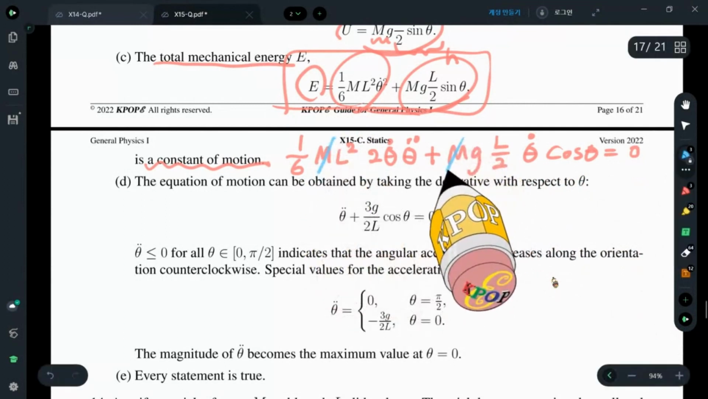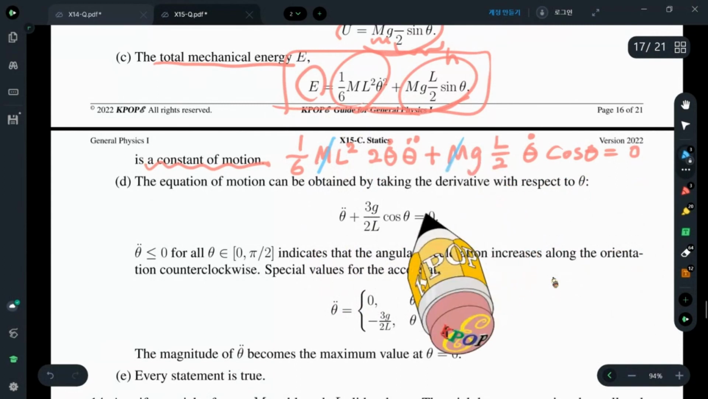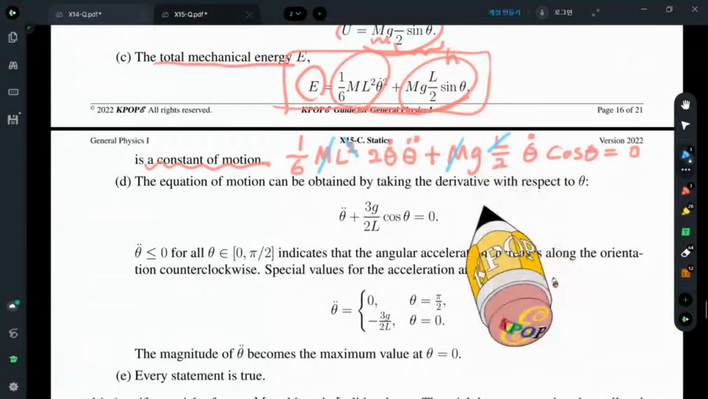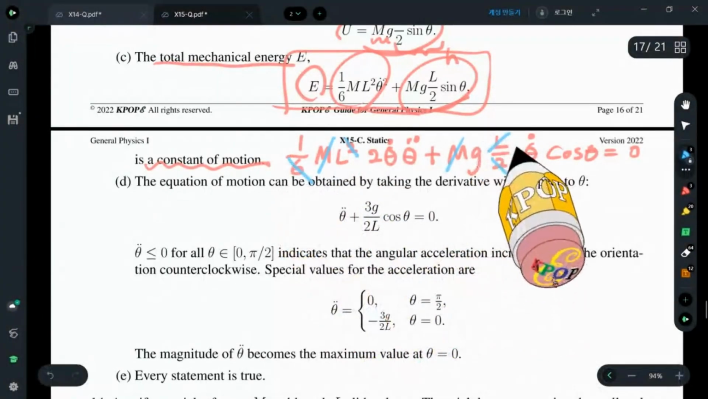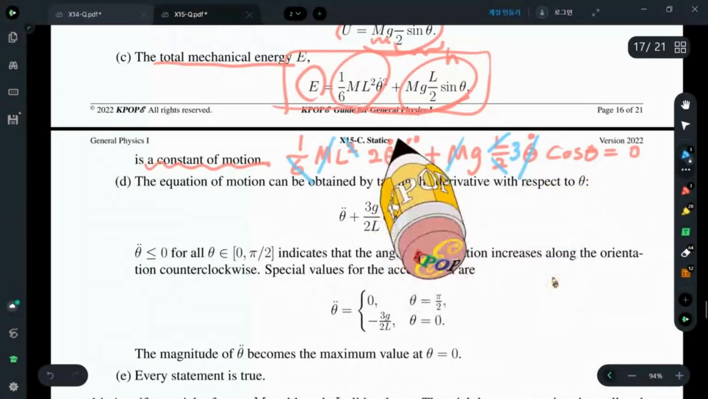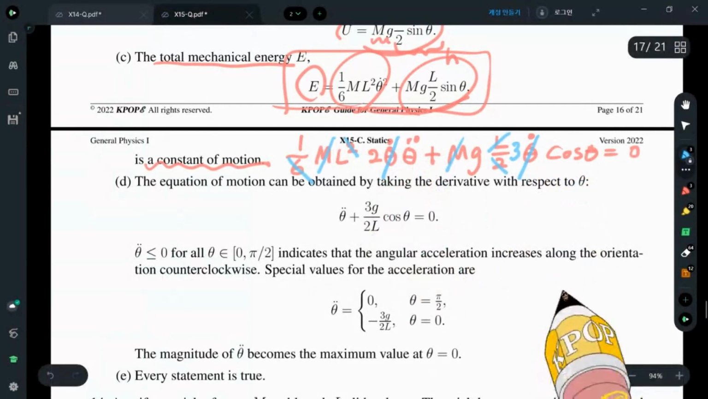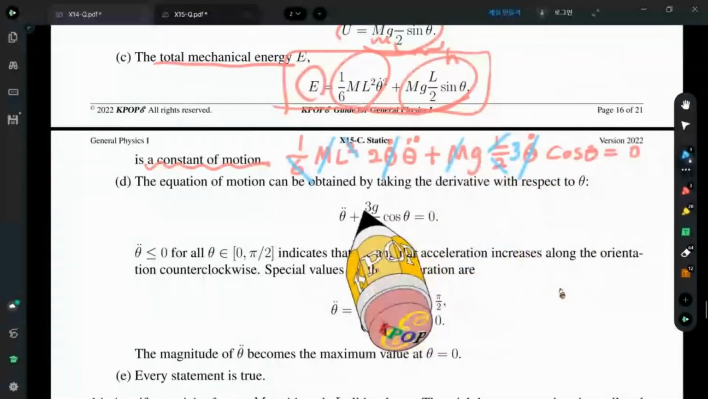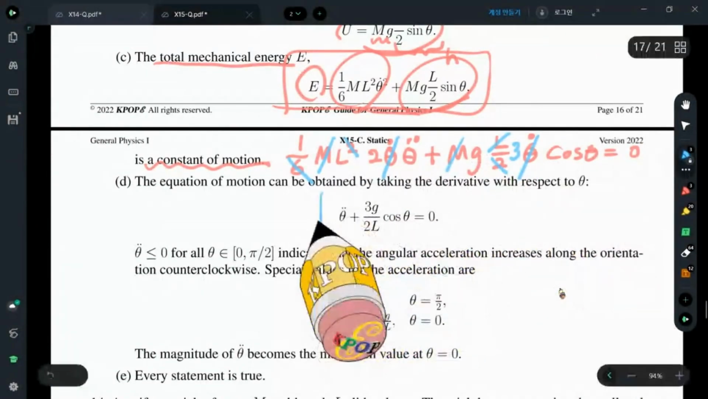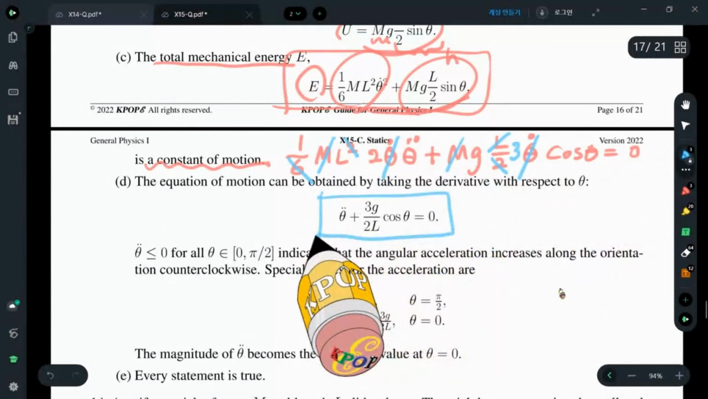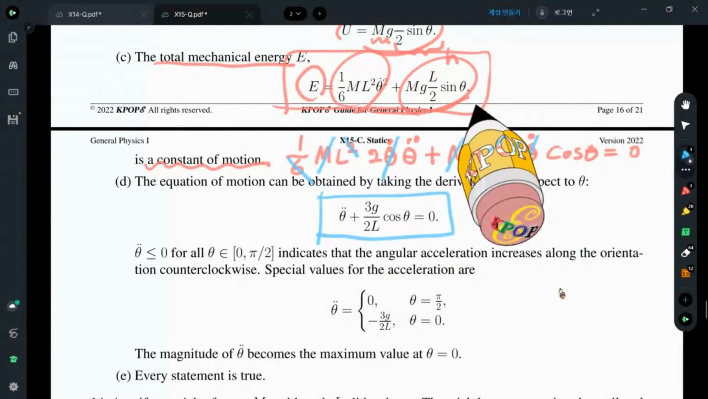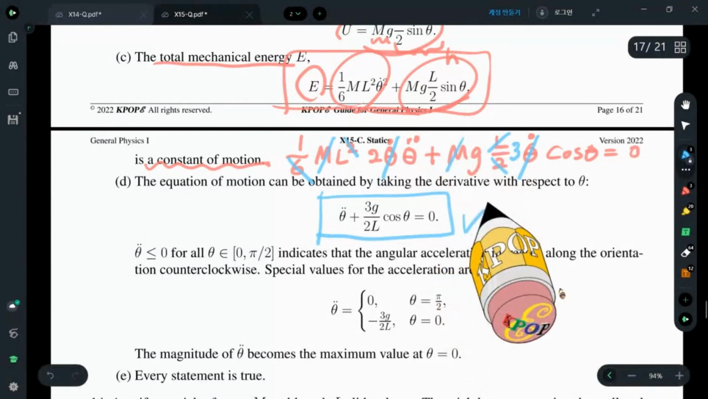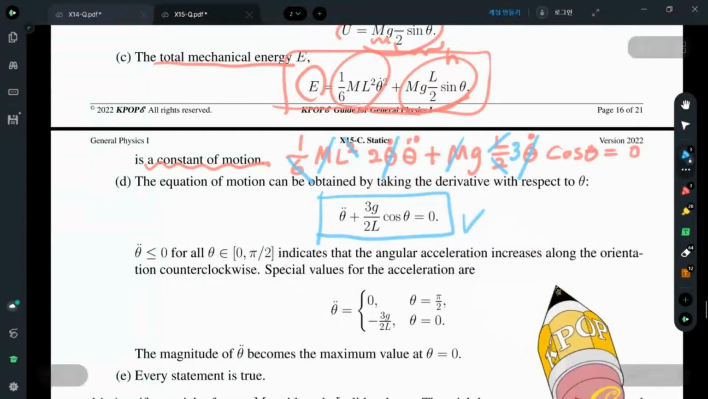m cancels, and L squared, L cancel. So 1/6 becomes a 3. Theta dot cancels. 2 is multiplied. So we have theta double dot equals minus 3g over 2L cosine theta. This is the equation of motion. Without this energy conservation, it is very, very tricky to find the equation of motion directly from Newton's laws of motion.